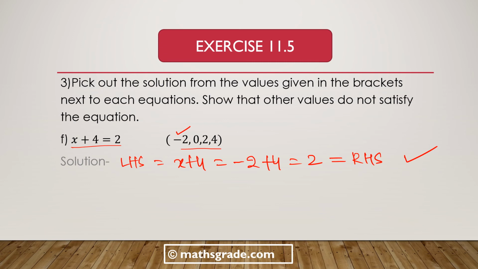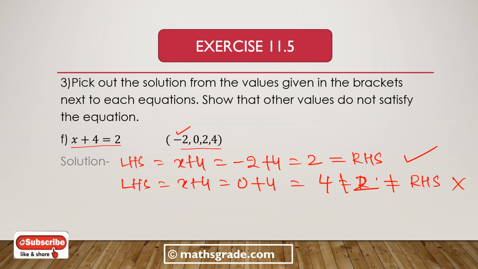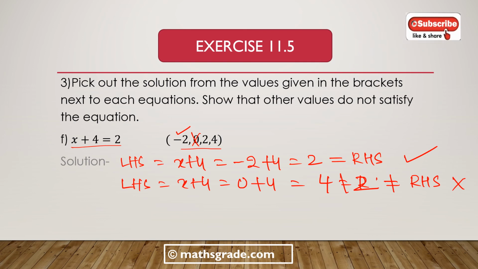Now substitute x equal to 0 in the left hand side of the equation. The left hand side becomes 0 plus 4, and 0 plus 4 is 4, which is not equal to 2 and not equal to the right hand side. So x equal to 0 is not possible, is not the solution for the given equation x plus 4 equal to 2.